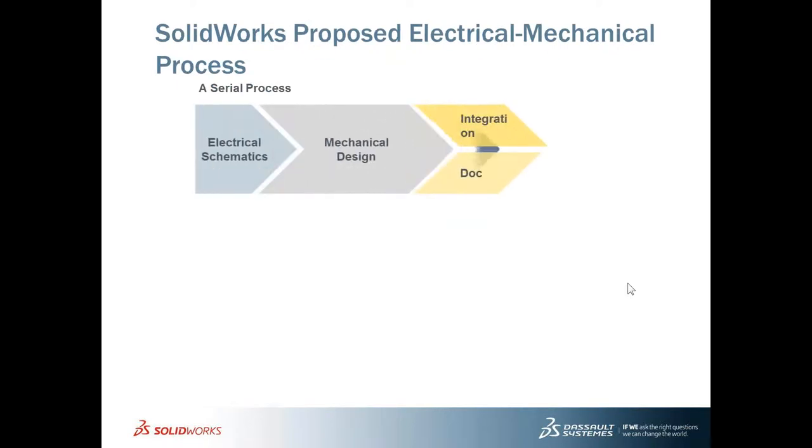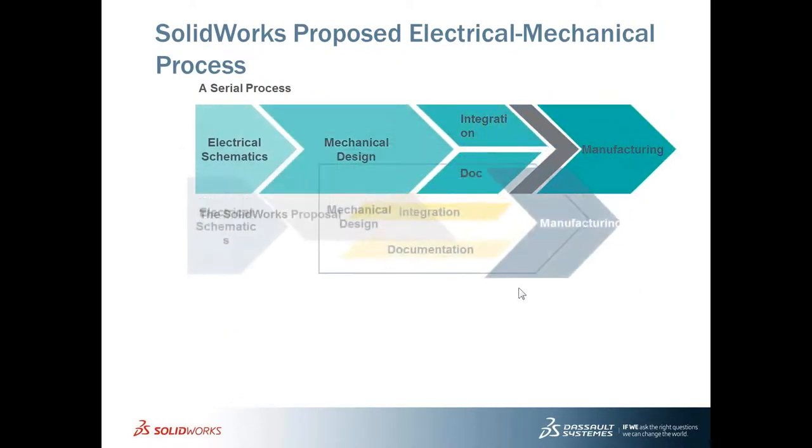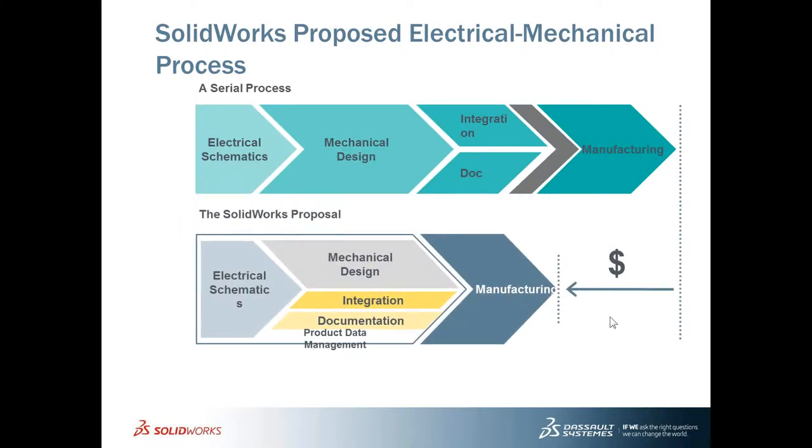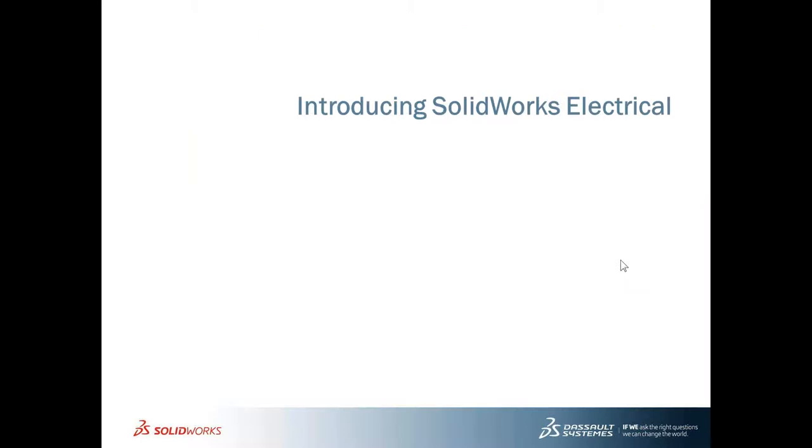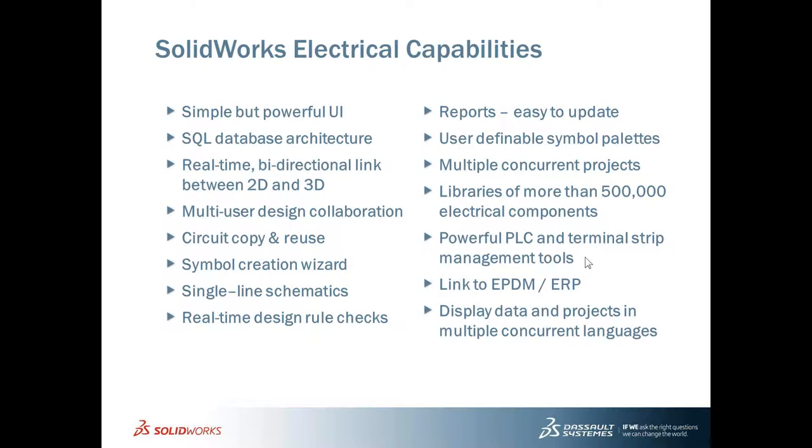Here's what SolidWorks Electrical proposes that we can do to change this process and to improve on it. Basically, we take the serial process and we create a more parallel process by taking the mechanical design and integrating and documenting the electrical portion of it in parallel as that's done through the process. This is actually going to bring better business decisions earlier in the process, prior to manufacturing, and save everybody some money. So what I'd like to do is talk to you about the product today, SolidWorks Electrical, and what it can do to help improve this process.